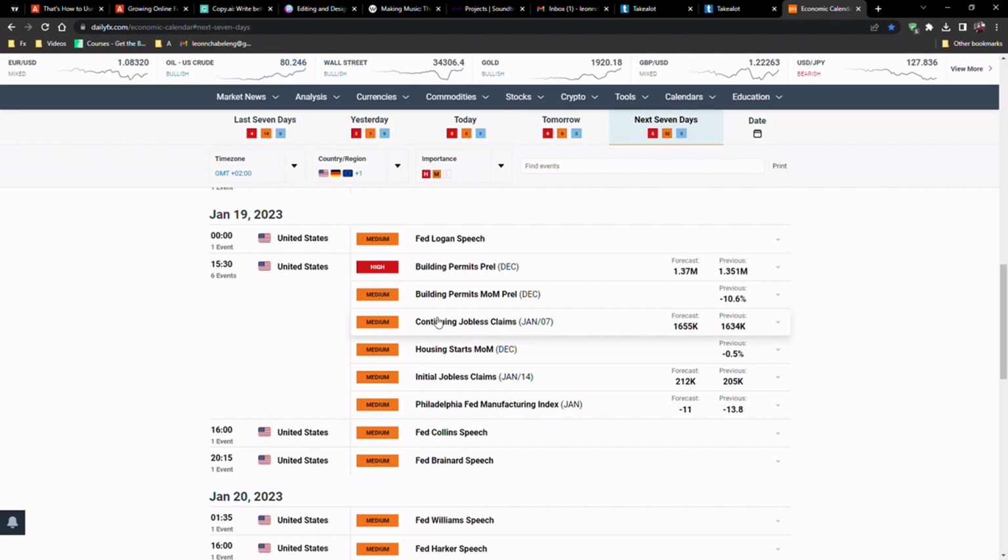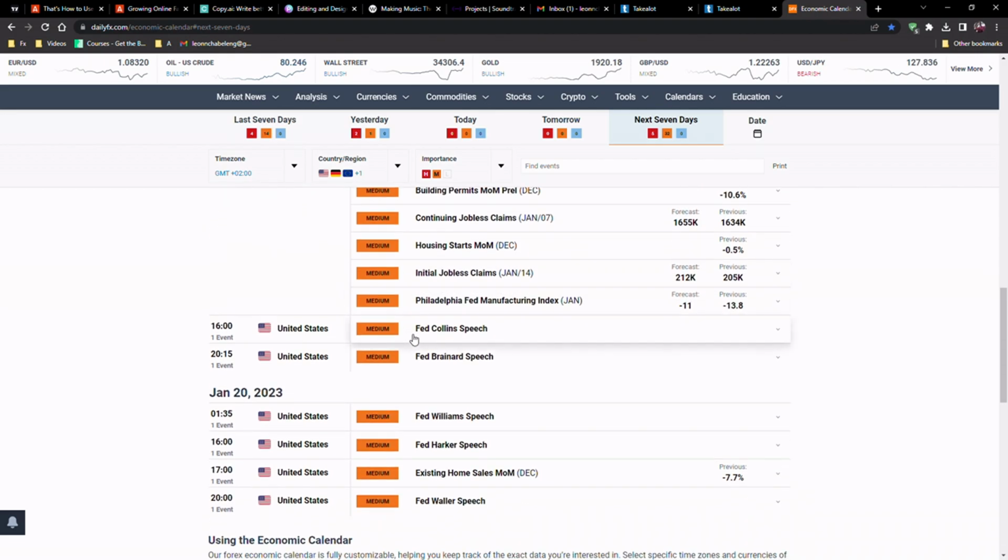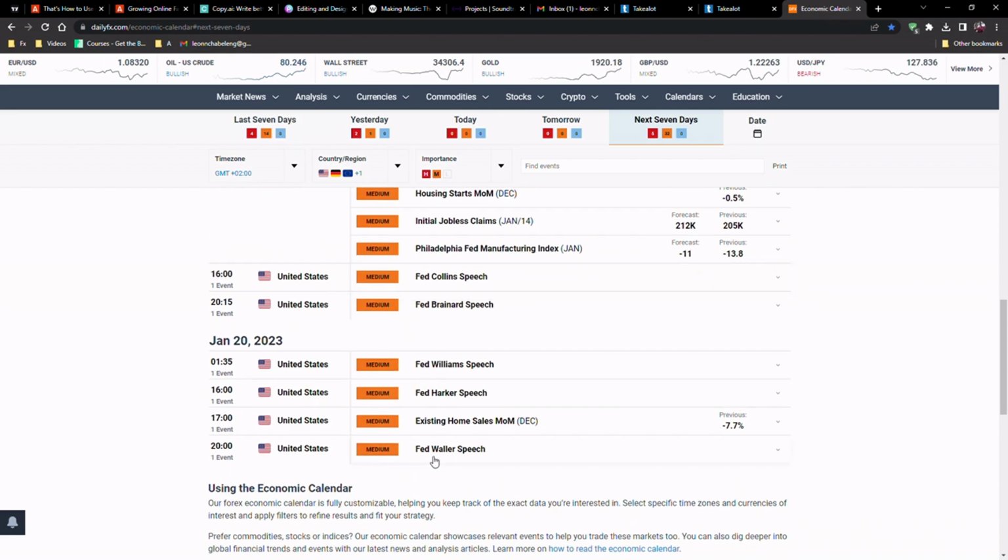And then on Thursday with the initial jobless claims, again the Fed speeches, we might also be looking at those. So we do have fundamentals and then the Fed speeches as well. So just be looking out for this Fed speech. On Monday we are not going to have anything, but for Tuesday, Wednesday, Thursday, and Friday we do have huge fundamentals.